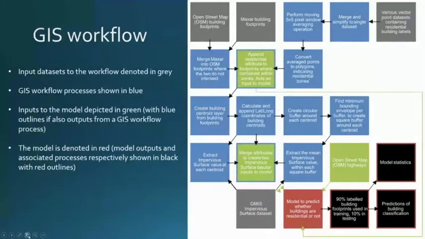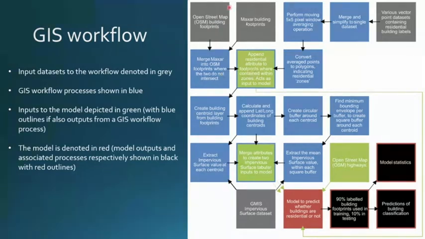The GIS workflow. Just bear with me a second. Right, so the input data sets to the workflow are denoted in grey on this diagram. The GIS workflow processes are shown in blue. The inputs to the model are denoted in green, and the model is denoted in red with the outputs in black. This is a whistle-stop tour of the workflow. I apologise for that, but it's due to time.